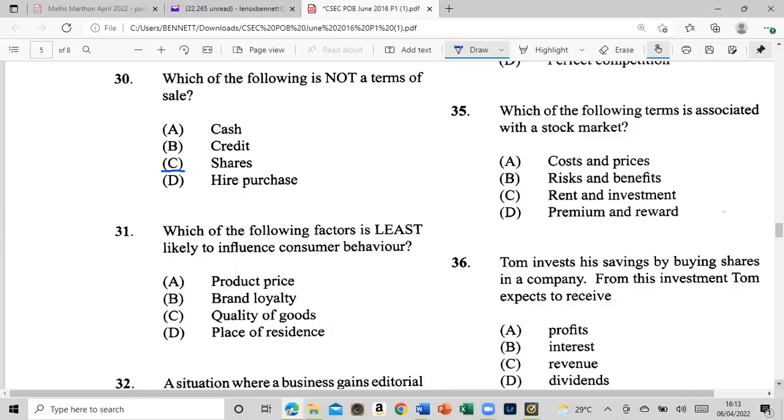Which of the following factors is least likely to influence customer behavior? Is it product price, brand loyalty, quality of goods, or place of residence? I'm definitely gonna go with D, because people buy from anywhere in the world. Look at Amazon, right? Doesn't matter where you are in the world, they can deliver. So price and product are the ones that matter.